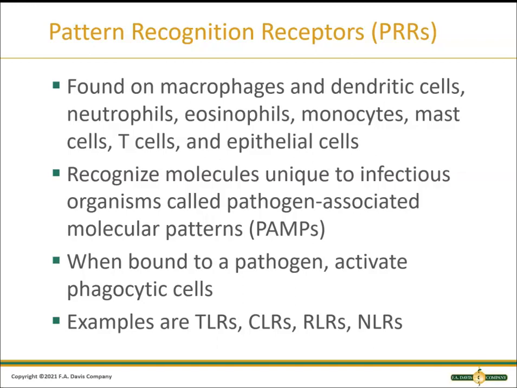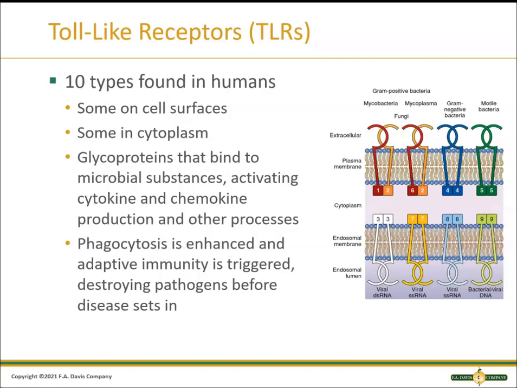So when the PRRs are bound to the PAMPs, this will activate these phagocytic cells, which we just said the PRRs are on: the macrophages and the neutrophils and the eosinophils and the monocytes. Some examples of these PRRs are TLRs, CLRs, RLRs, and NLRs. Too many LRs here. The TLRs are the most common ones that we deal with. They're called toll-like receptors. You can see there's one for gram-negative, one for motile bacteria, certain ones for mycoplasma, certain ones for fungi, certain ones for mycobacteria.